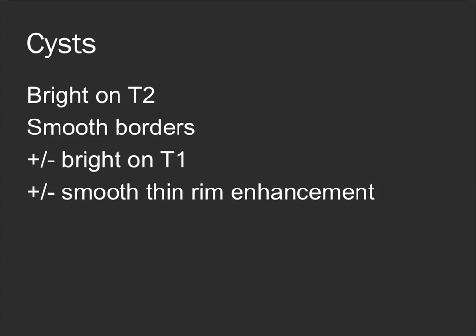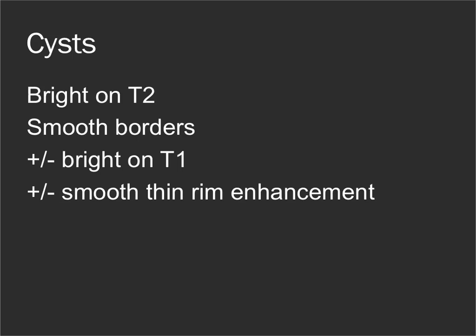Cysts, which we see commonly, as I mentioned before, are going to be bright on T2, same as cysts anywhere else in the body. They should have smooth borders. And if proteinaceous or hemorrhagic, they may be bright on T1. And it's not uncommon to have an inflammatory cyst where they have smooth rim enhancement around it.